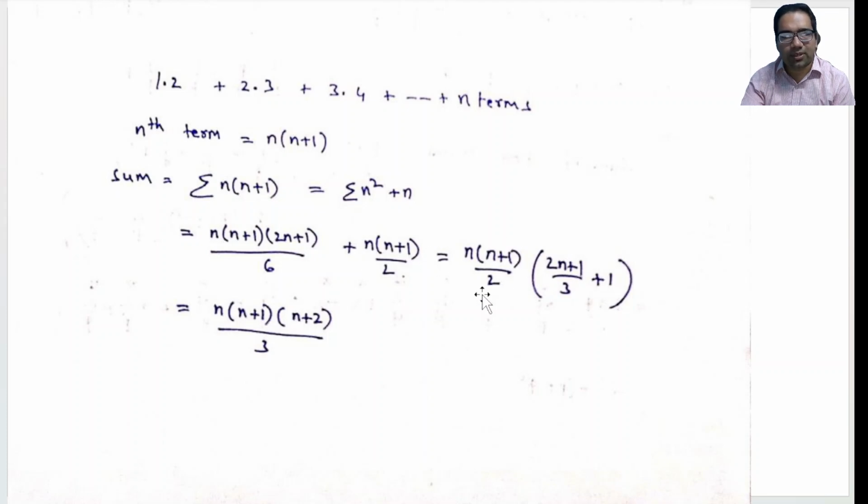So n into n plus 1 by 2 into 2n plus 1 by 3 plus 1. This becomes 2n plus 1 plus 3 by 3. This 2 and this 2 will get cancelled. So you'll be left with n into n plus 1 into n plus 2 by 3. Right?